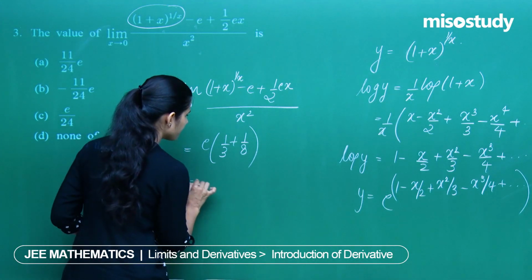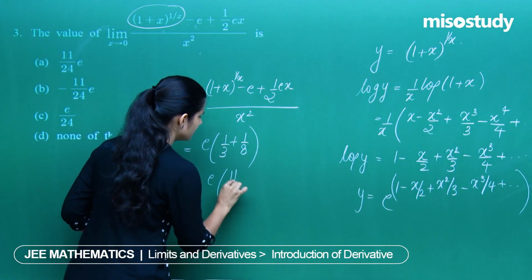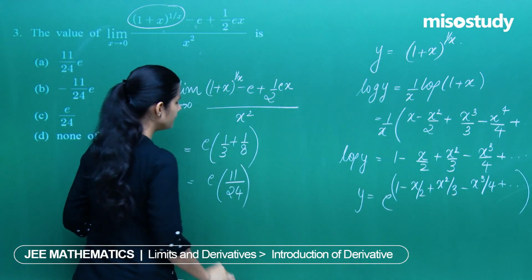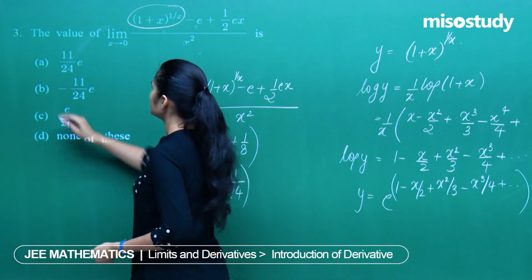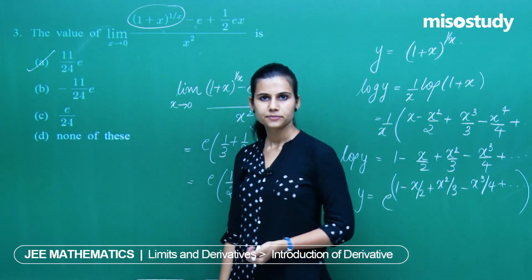So this gives you 11 by 24e. So your answer is option number A. Clear?